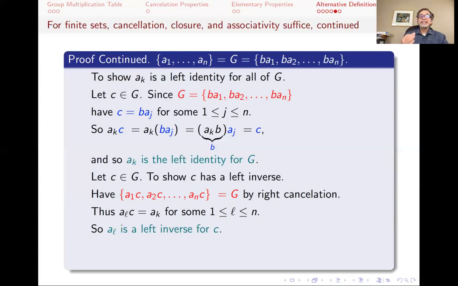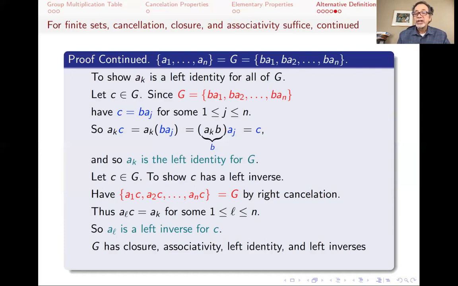We have a left identity for all of G, and every element has a left inverse. We have closure, associativity, left identity, and left inverses. And earlier we proved that that's actually all you need for a group. You don't need to prove right inverses and right identity, and therefore G is a group by what we proved.